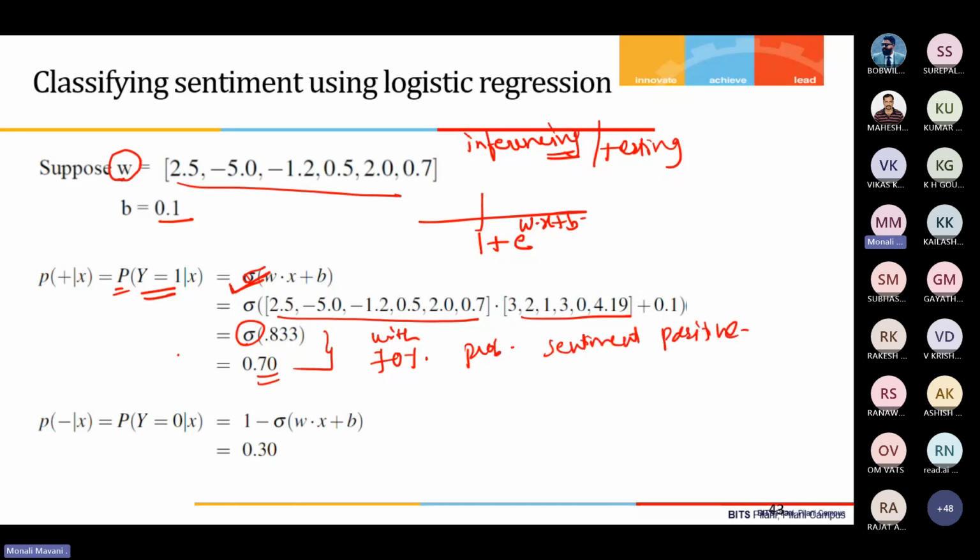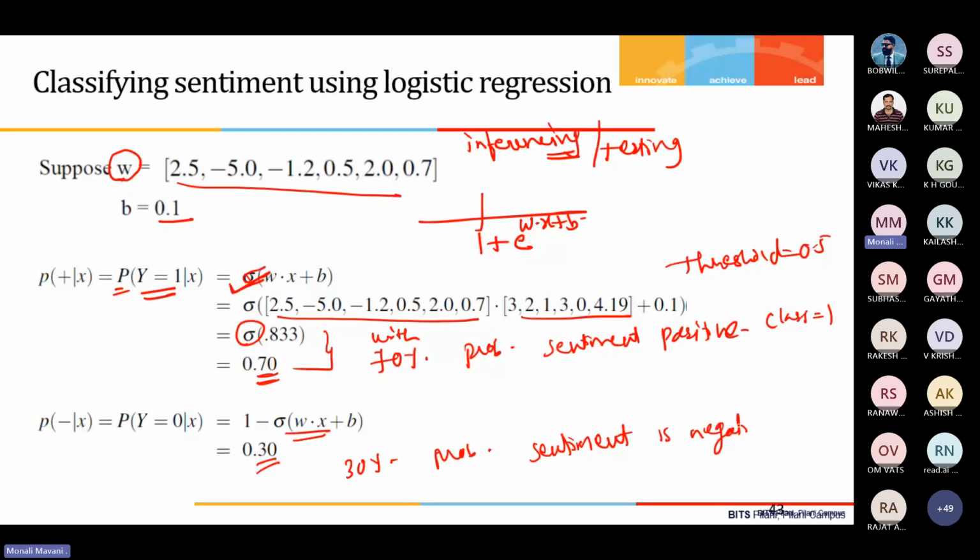Because the threshold is 0.5, and it is above the threshold at 0.7, this will be classified as class 1. And 1 minus the probability of class 1 will give us the probability for class 0. With 30% probability, we can say that sentiment is negative, which is class 0. So this way, if some unstructured data is given, you can use it for the classification task.